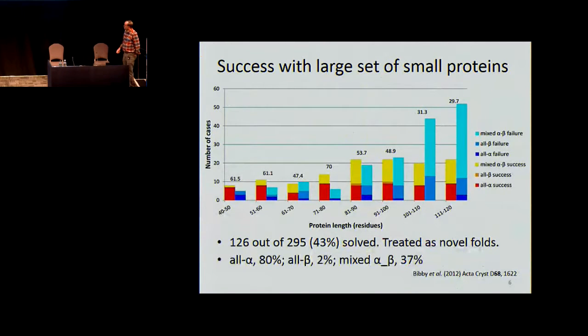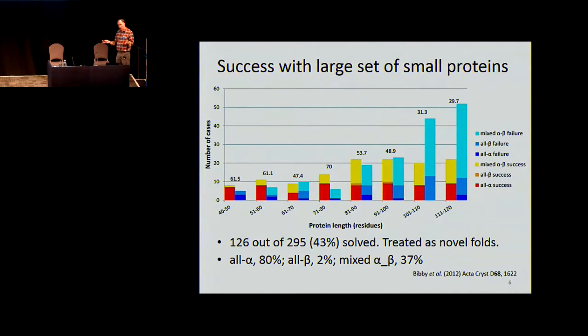So the first results we got with this approach, we took quite a large set of small proteins. Particularly a few years ago when we did this work, ab initio is quite restricted in the size of the protein that can be addressed. So we limited ourselves up to 120 or so residues here.